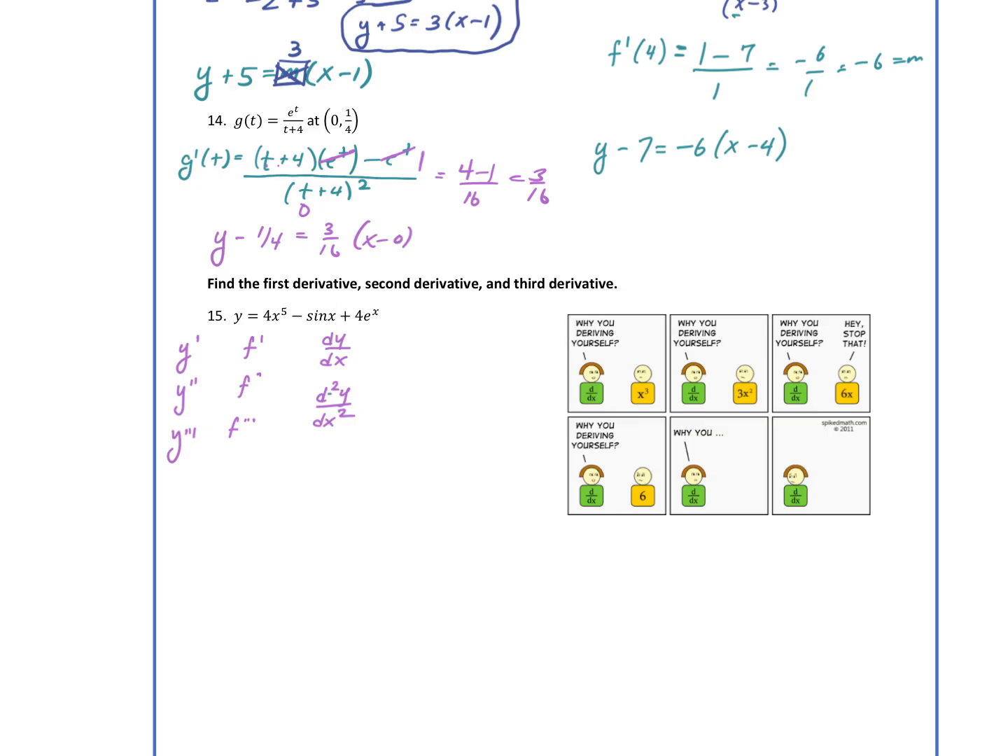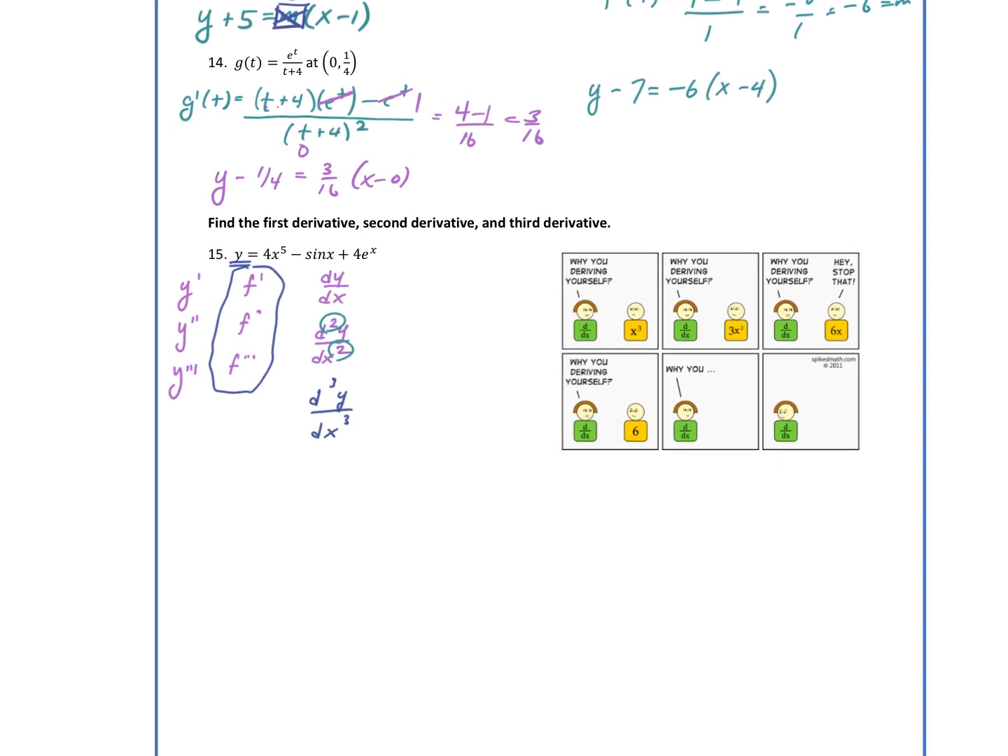So on top it goes in between, on the bottom it goes on the outside. And then the third would be d cubed y over dx cubed. Just be aware of it. This is probably the most common notation, but they're giving us y, so I'll just stick to y.